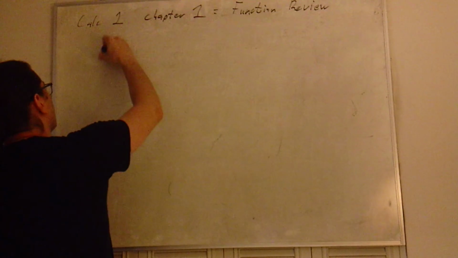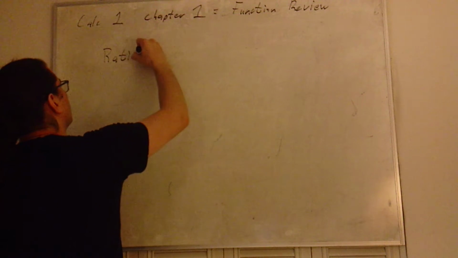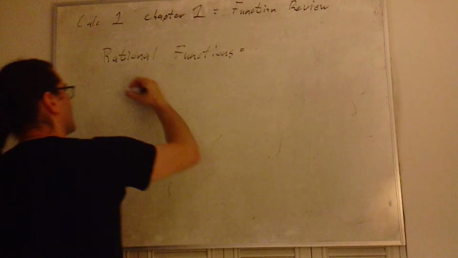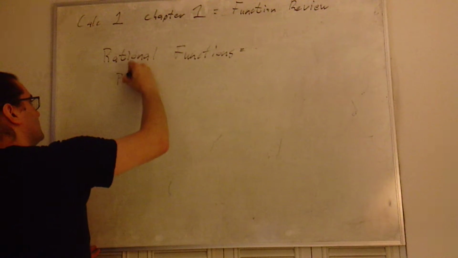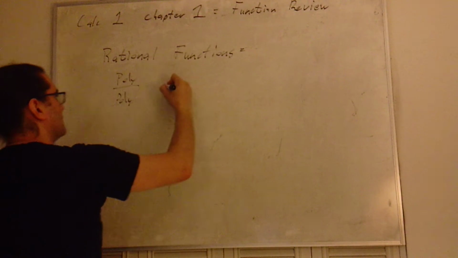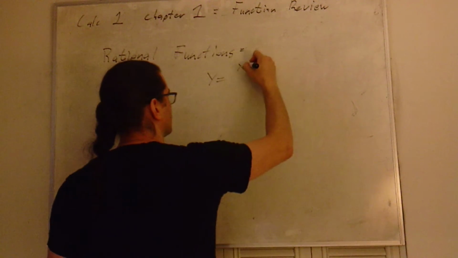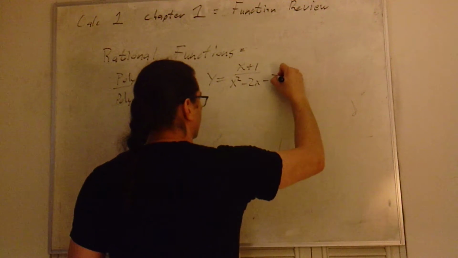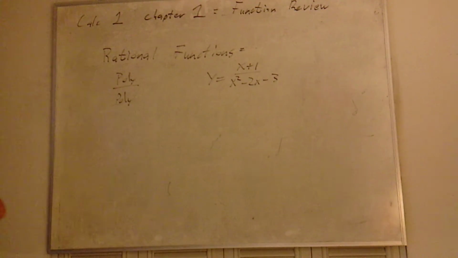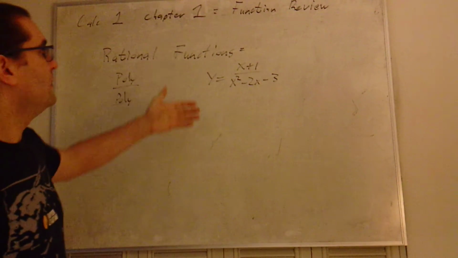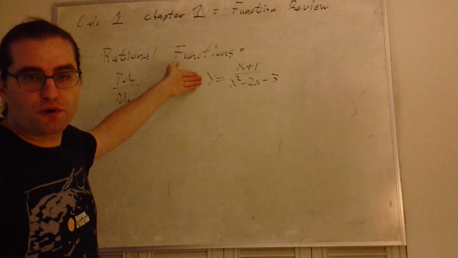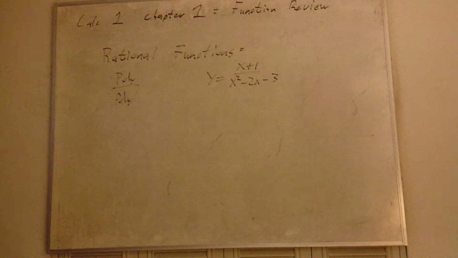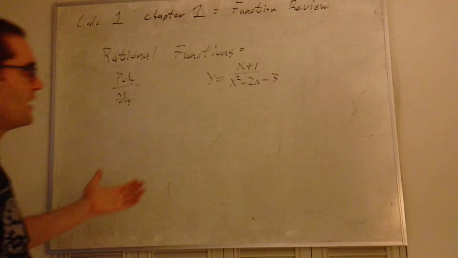We should also mention rational functions. They look like a polynomial divided by another polynomial, like y equals x plus 1 over x squared minus 2x minus 3. Something like this would be a rational function. We're done graphing these. You don't have to worry about me asking you for graphs of this. We'll finish that in pre-calculus. But we should know what they are and how they behave.